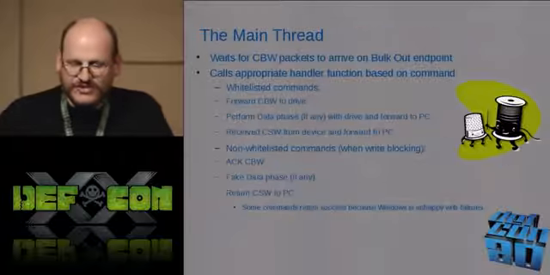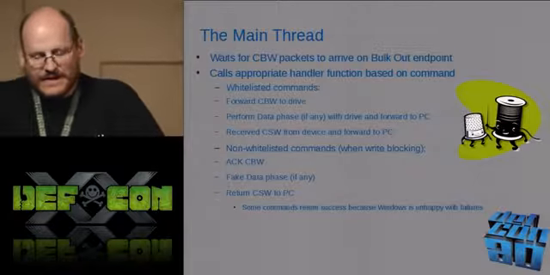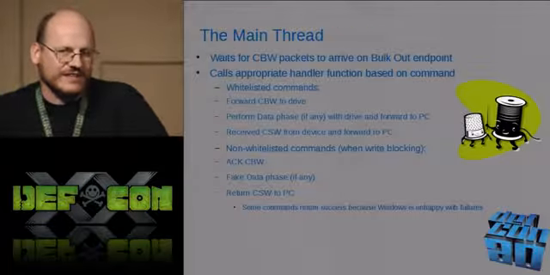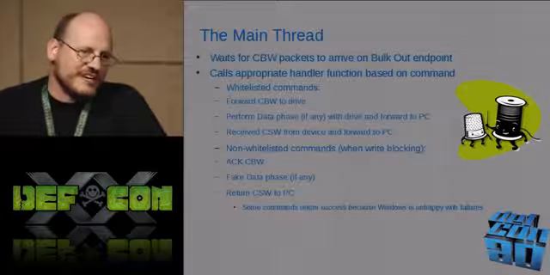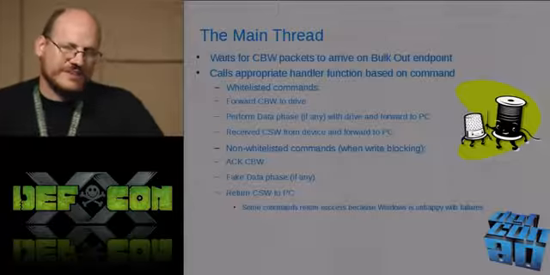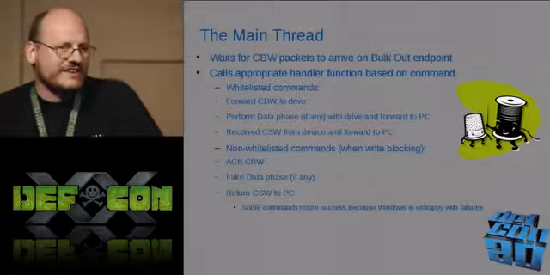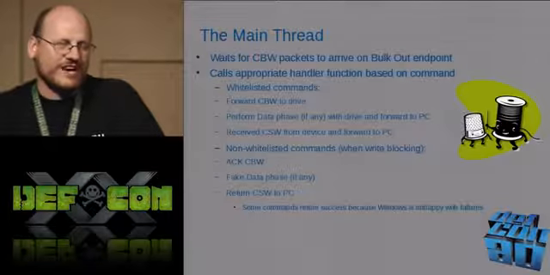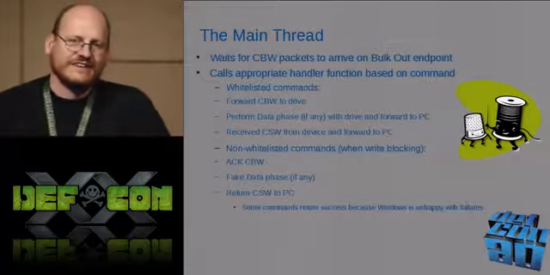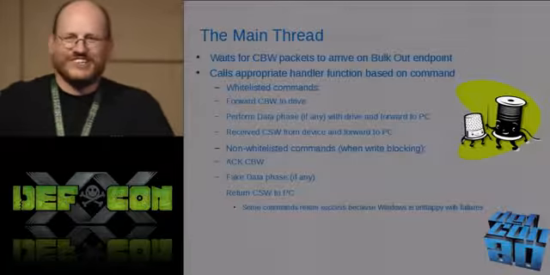All right. So the main thread sits around and waits for packets to come in. If it's a whitelisted command, it forwards it on. It forwards on things like command block wrappers, performs the data transport phase, does a little man-in-the-middle action, and does the CSW passing. If you're write blocking, and there are non-whitelisted commands, it just says, hey, yeah, I got your command. Then it does any sort of data transport phase, and then it says, you're good, it worked.